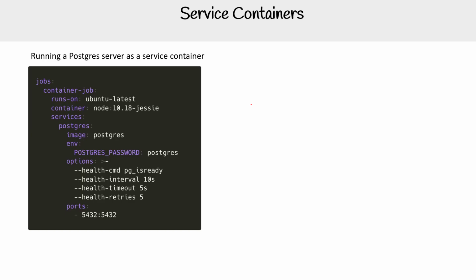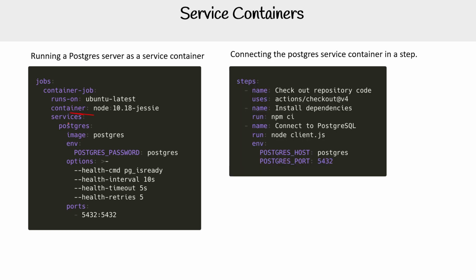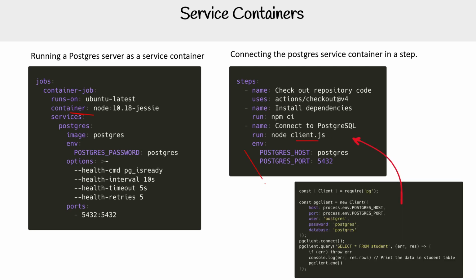When running a Postgres server as a service container, it is going to look like this. You can tell that it has a container. It's pretty darn straightforward. If we take a look at what it looks like to connect to a service container, in an additional step here, we are running our client.js. We're providing the envars, and then over here we have our code.